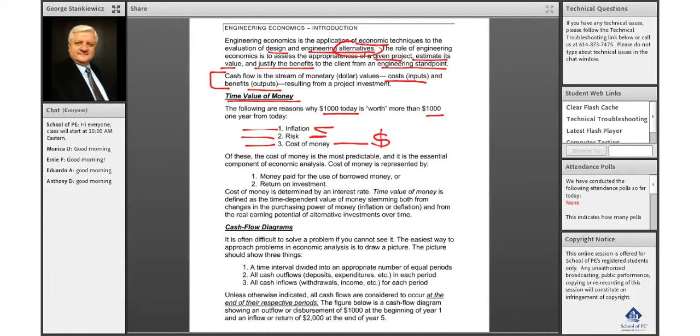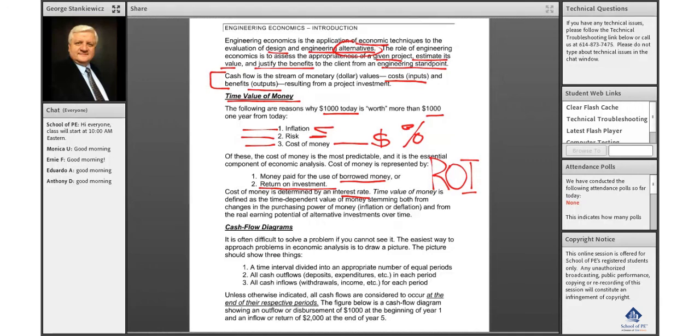So the cost of money is represented by money paid for the use of borrowed money, going to the bank, and your return on investment. Return on investment is an engineering economics term which has enormous consequences to what everyone, yourself or a corporation, is looking for. You want a return on your investment. You're going to invest $1,000 today. What is the return on investment in the future? So the cost of money is determined by an interest rate, a percentage, that comes to you from the bank that you're borrowing from.